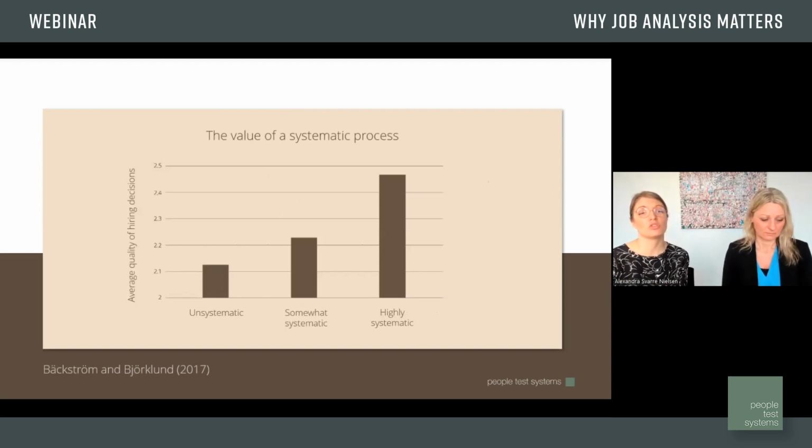Exactly. And then also just another research paper that I want to highlight is one from Bäckström and Björklund from 2017. And they have looked at this systematicity across processes. So they have looked at hiring processes and how structured they were. And what they found was that with structure, you have a whole other level of quality. So the more structured the process, the more quality of hiring decisions. So that's one of the points that we want you to remember and take home from this presentation.